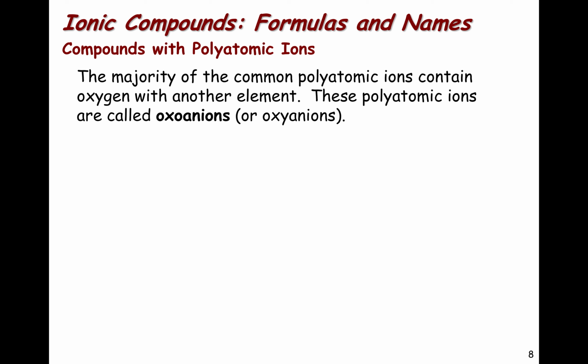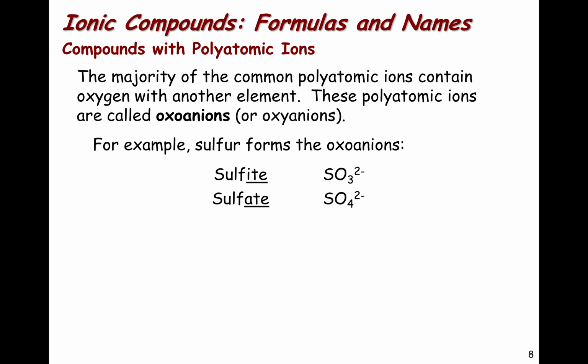And in many cases, there is some method to the madness associated with naming these polyatomic ions, and so if we can get used to some of the suffixes and prefixes in the system, it makes it a little bit easier. So, for example, there are two of the oxyanions of sulfur. In the first case, there are 3 oxygens and a 2- charge, whereas in the second example, there are 4 oxygens and a 2- charge.